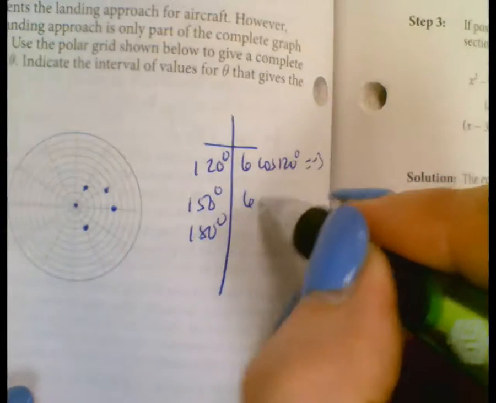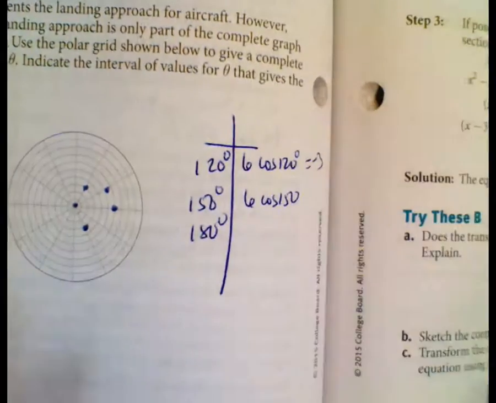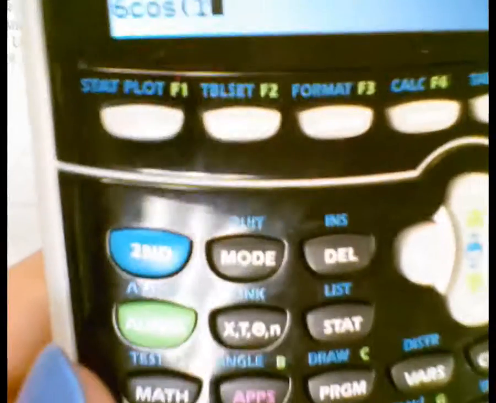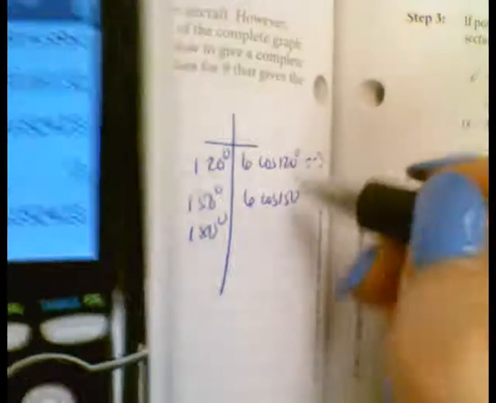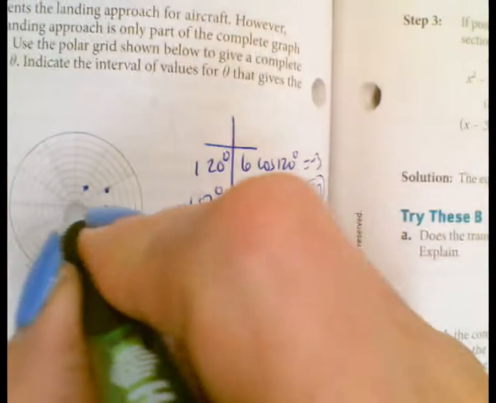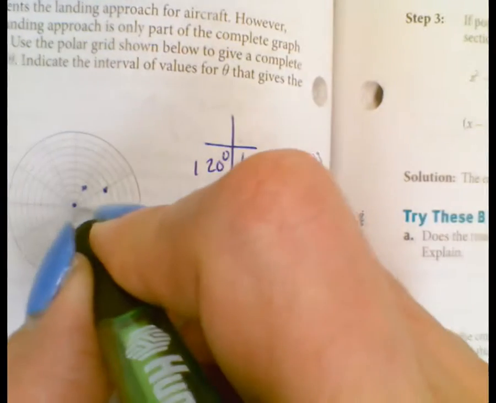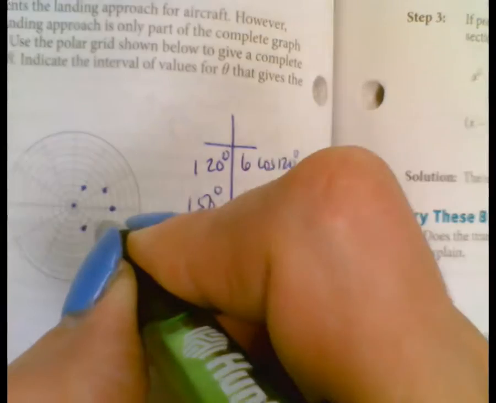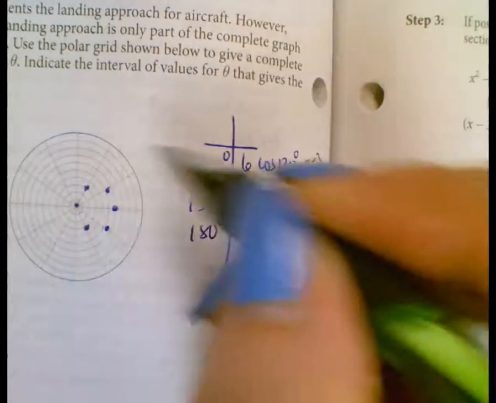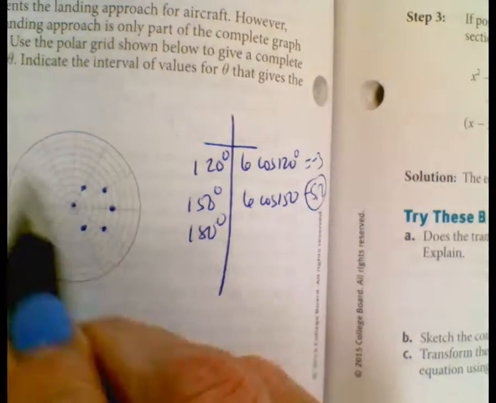So if you did 150, 6 cosine of 150, you get negative 5.2. So at 150, you're here, but you're at negative 5.2. So you're going to go 1, 2, 3, 4, 5.2. Remember the negatives go on the opposite side of the pole.